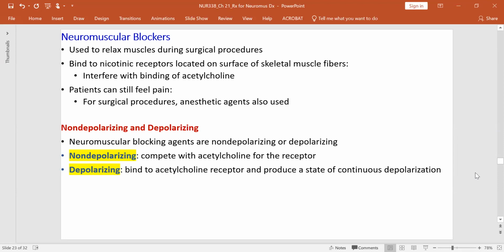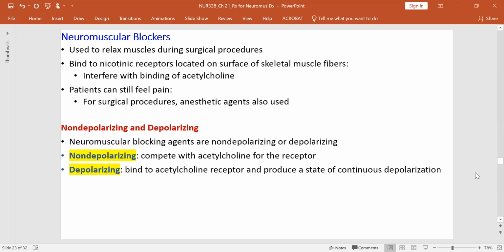And we explained the life cycle of acetylcholine in Patho Pharm 1 when we covered the cholinergic and anticholinergic drugs, and how acetylcholine attaches to the muscle and leads to contraction of the muscle. I will briefly go over that in a minute. The patient can still feel pain, so for surgical procedures anesthetic agents are also used.